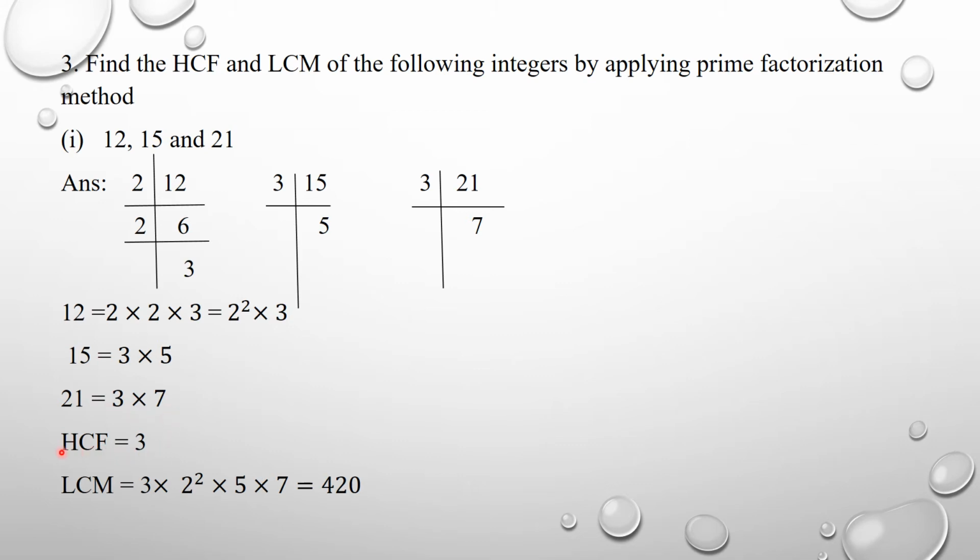For finding HCF, we take the common prime factor with the least power. So, answer is 3. LCM is equal to the common prime factor with the highest power, that is 3, and the remaining numbers, which are 2 square into 5 into 7, and the answer is 420.